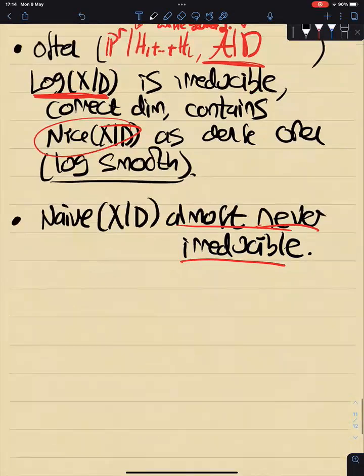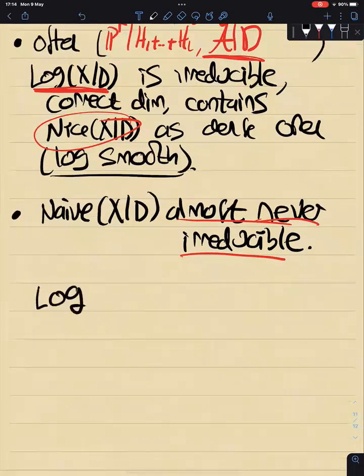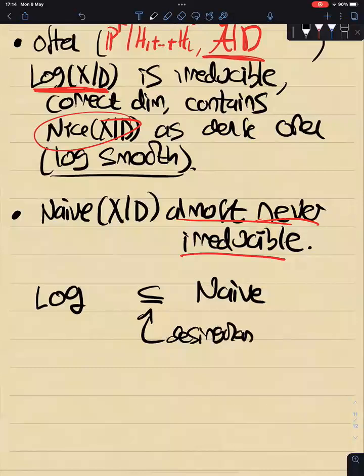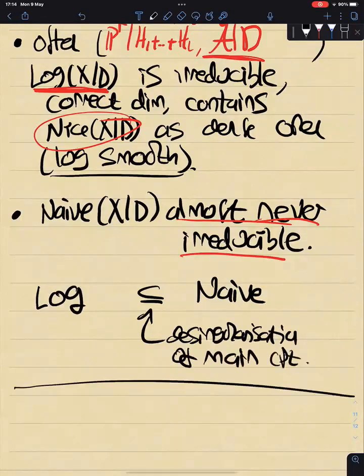Okay, so what you should imagine is that I have my log space, and it's living inside my naive space, and I should think of this as something like the inclusion of the main component, or maybe to be slightly more precise, a sort of log desingularization of the main component. So this is very analogous to this whole genus 1 story with the reduced invariants.